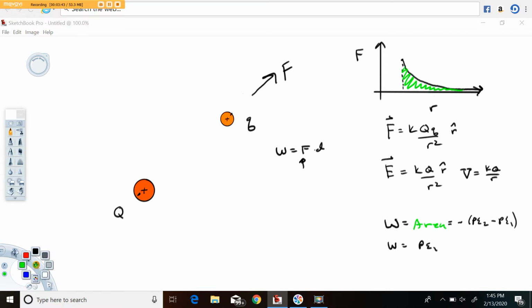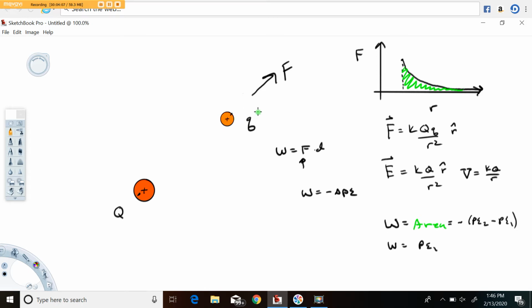Now, for conservative forces, the work done by the conservative force is always equal to the opposite of the change in potential energy of the system. So that work done, which is represented by this green area under the curve, is equal to minus (PE2 minus PE1).